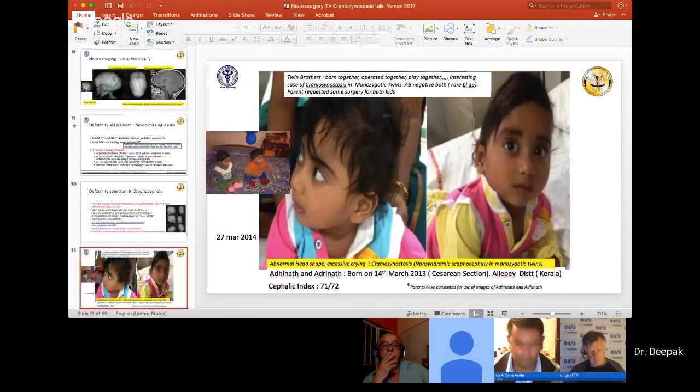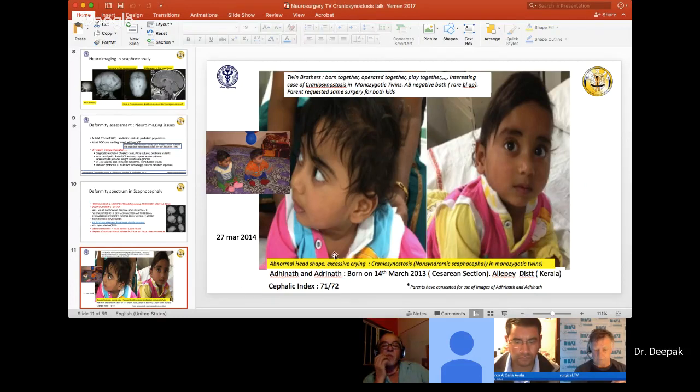And so these are the twin cases. Both of these children were born on the same day by cesarean section. They came from south of India to me, and it was the parents' request, because the kids were born on the same day, that they wanted them to be operated on the same day. So it was a big challenge for me because an average surgery takes me almost 4 to 6 hours per patient. Anyhow, and they had a rare blood group, that is AB negative.